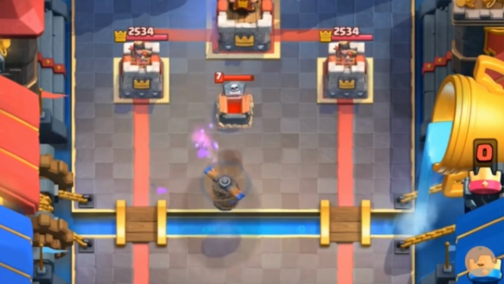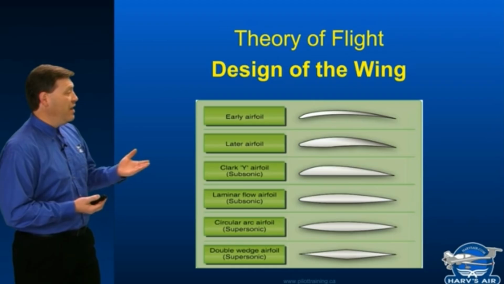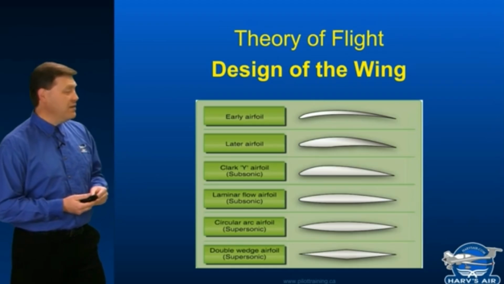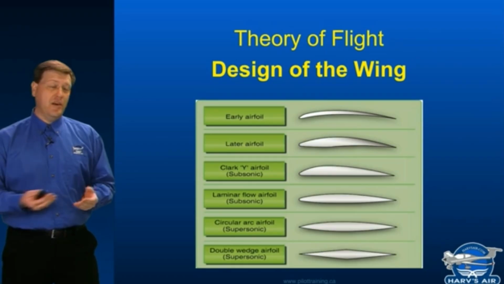An airplane's wing is shaped and tilted so that air moving over the top of the wing travels faster than air moving underneath. This difference in airspeed is the key to flight.